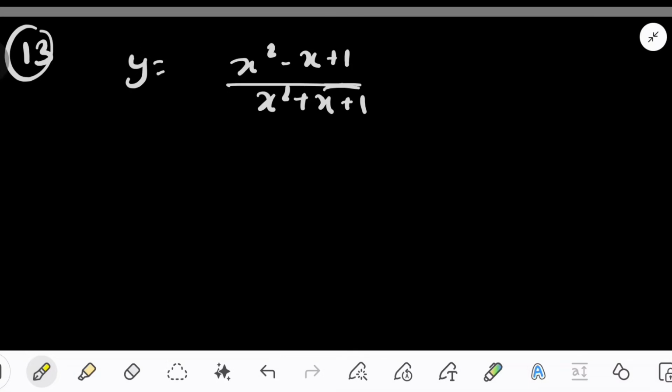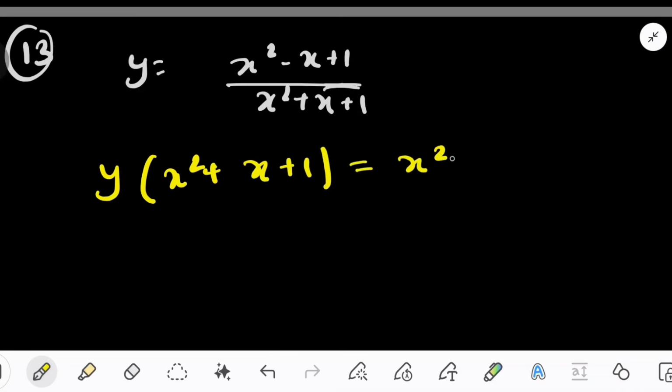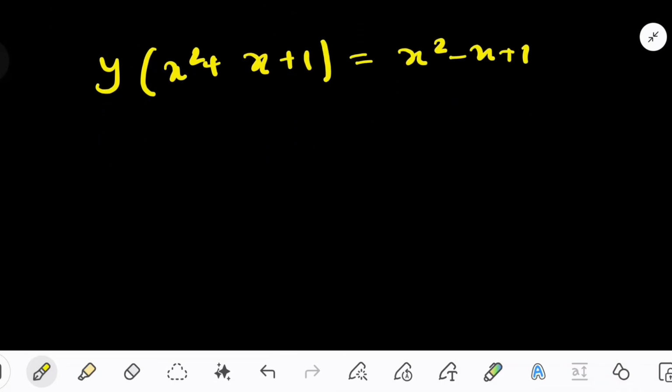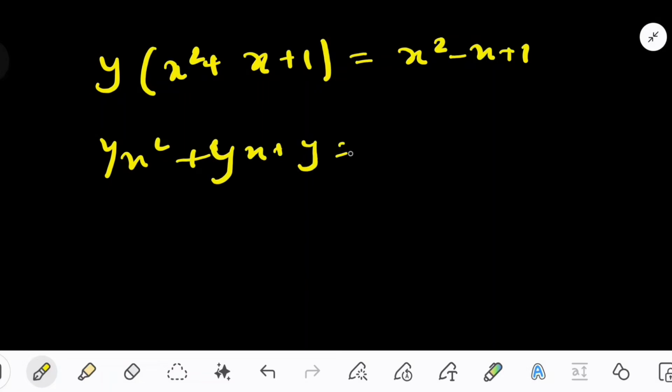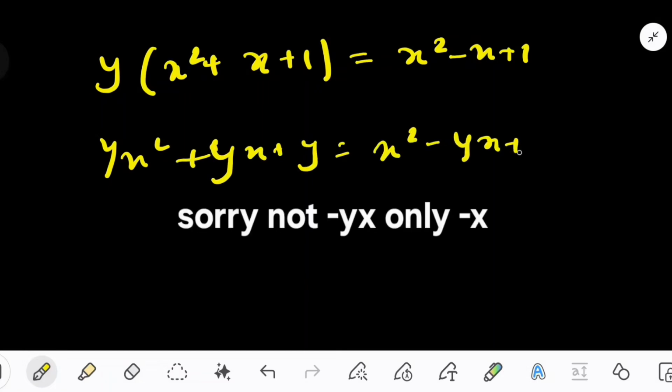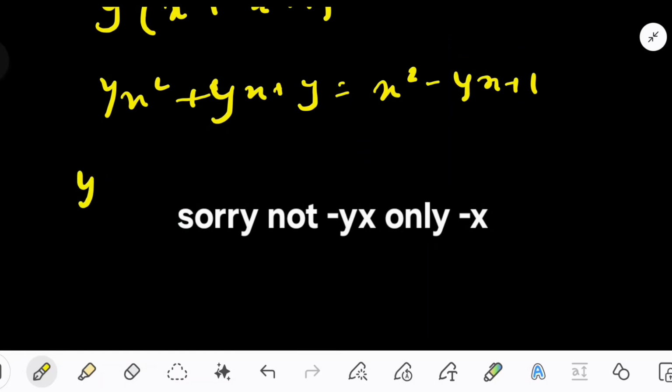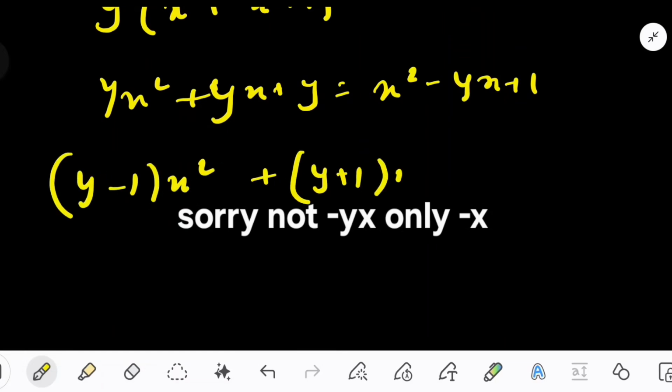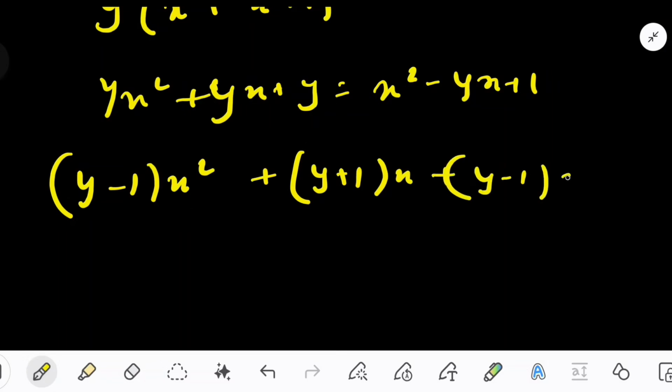So what we do in such kind of question, quadratic by quadratic, is basically bring this expression over here. x square plus x plus 1 is equal to x square minus x plus 1, correct? So we have yx square plus yx plus y is equal to x square minus yx plus 1, right? So you have y minus 1 into x square plus y plus 1 into x plus y minus 1 is equal to 0.